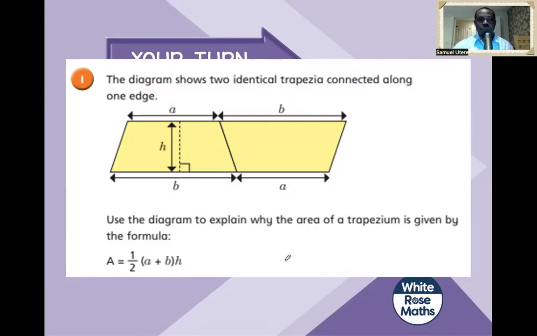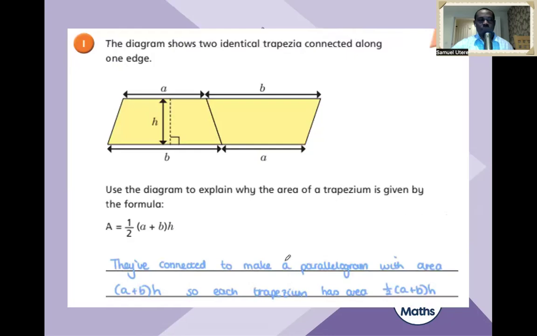Assuming you've paused the video and you've answered the questions, here are the answers. So here, the trapezium pieces are combined to make a parallelogram which has this area. We know a parallelogram is the base times the perpendicular height, and so the trapezium is half of the area. That was what I explained at the start of the lesson.